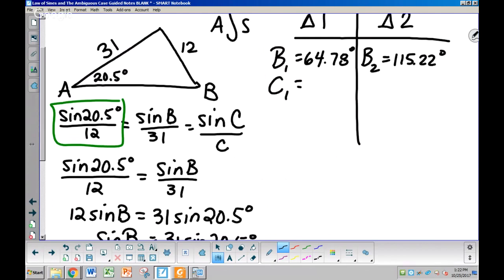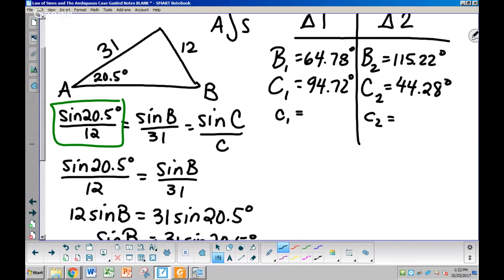So we go 180 minus 20.5 minus 64.78. That's 94.72 degrees. And then what's going to be the angle C2 here that goes along with the 20.5 and the 115.22? 44.28. So I got two triangles going here. So little side C is going to be, I'm going to have a little side C1 and a little side C2.